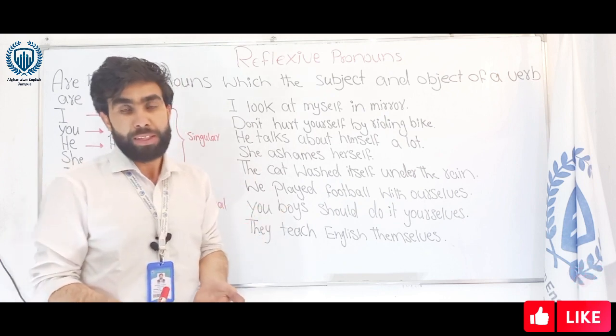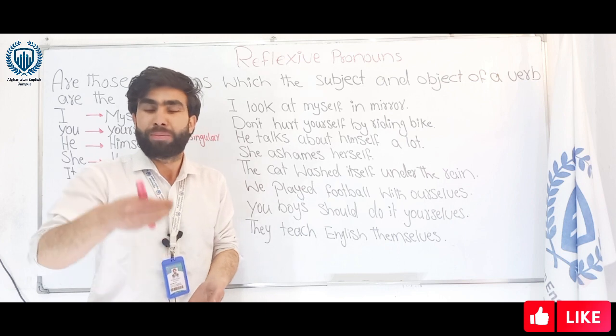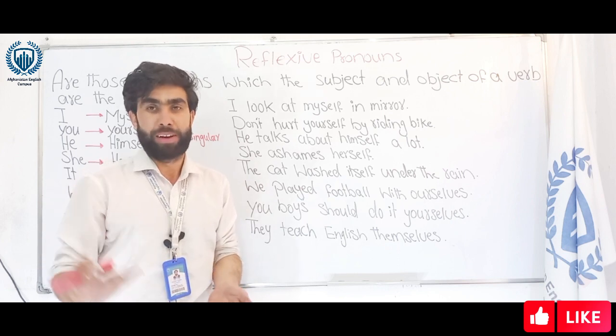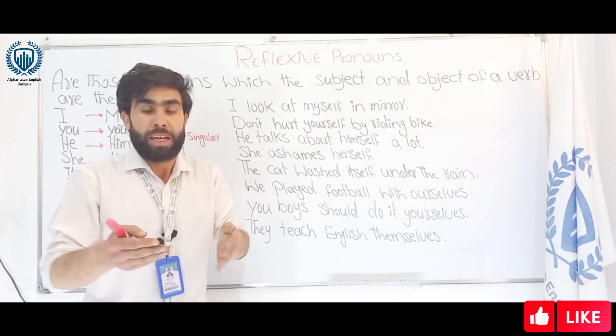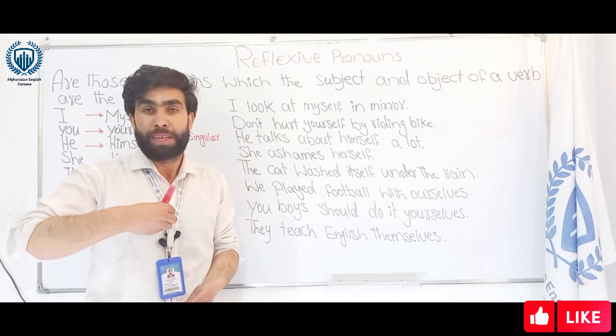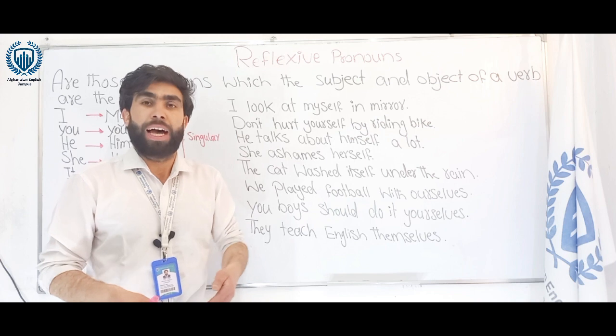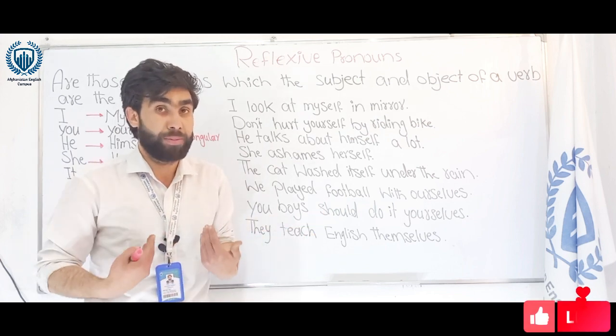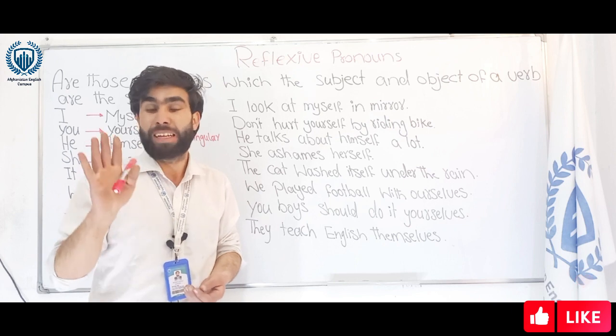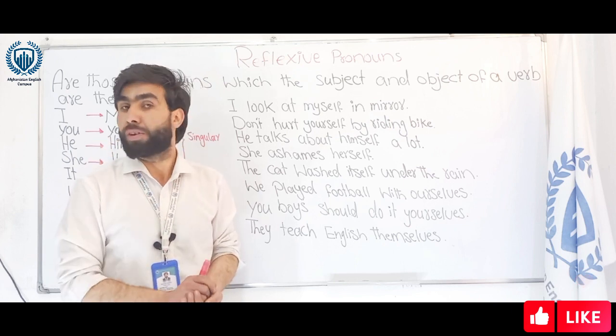مانند for example, I look at myself in the mirror. من میبینم خودم در آینه. In this sentence I am the subject and I am the receiver also. گیرندهش هم هستم. Myself خودم. In this sentence myself is the reflexive pronoun.